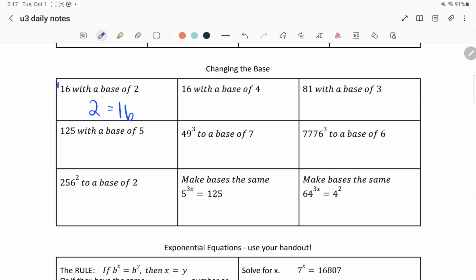You should see 2 to the 4th. So if you look at your page, you see 2 to the 4th, that equals 16. Let's keep going. What about 16 with a base of 4? So my big number, think base, think big. 16 with the base of 4. So if I want to rewrite 16 with a base of 4, that'd be 4 squared.